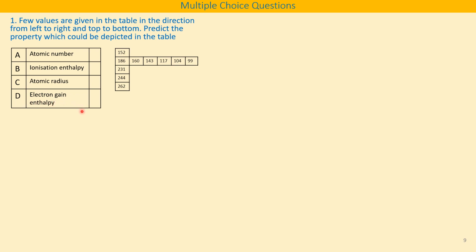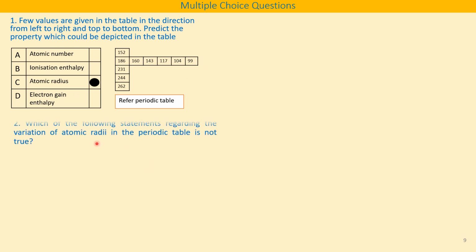So which is the correct answer? Please pause the video and mark your answer. Meanwhile, I will give the correct answer. The data is atomic radius. Atomic radius increases from top to bottom, and atomic radius decreases from left to right. So you mark option C.